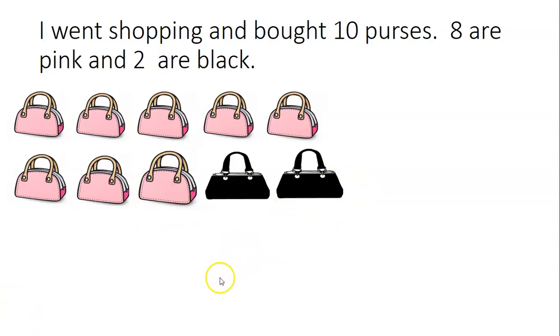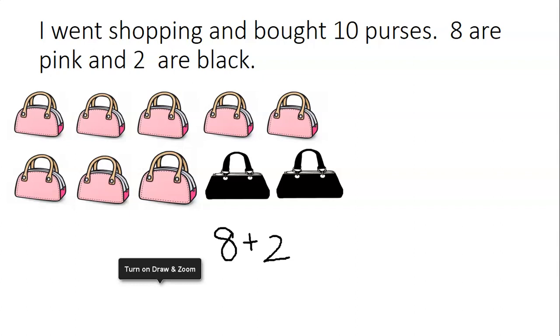Now we're going to do our number sentence. Okay, so now we're going to create our number sentence. So we know we had 8 pink purses plus 2 black. I see my purses in 2 parts. I see them in pink and I see them in black. So 8 plus 2 equals 10 purses all together. Now let's go ahead and flip that number sentence. How about if we start with our whole? We had 10 purses all together equals my 2 parts. 8 plus 2.